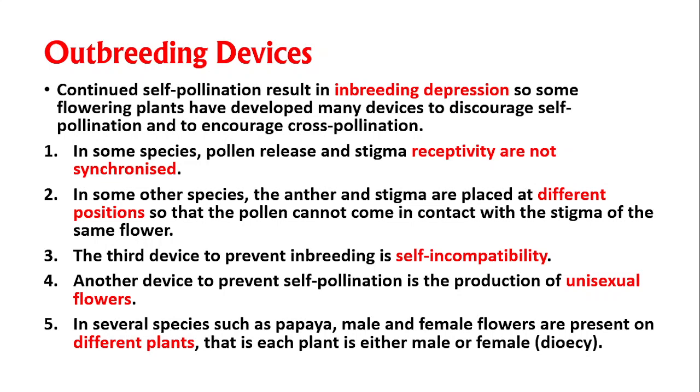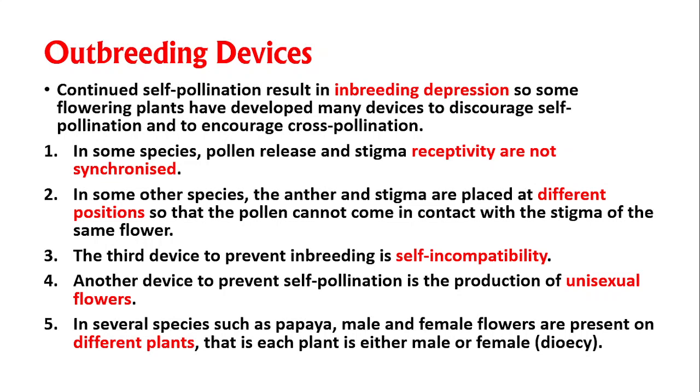So if both of them are released at a different time period, then there will be no self pollination. This is how they avoid what? The self pollination, right? And they will encourage cross pollination.